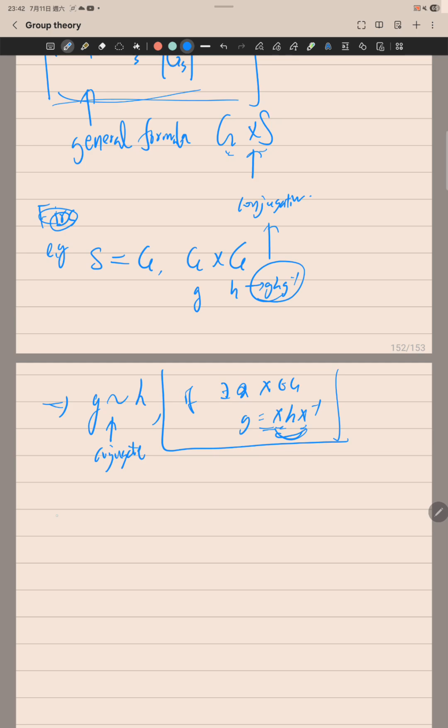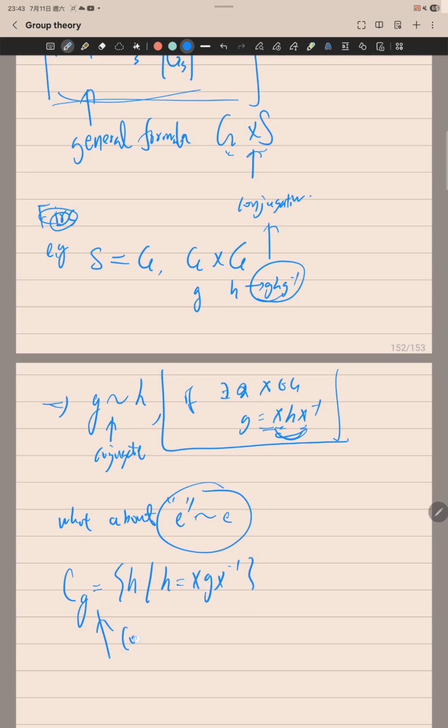So what about the identity? Obviously, if h is the identity, then g must be the identity, right? So the identity is a single conjugacy class. Sometimes we define C(g) to be all the elements h where h can be written as x g x inverse. This is called the conjugacy class.